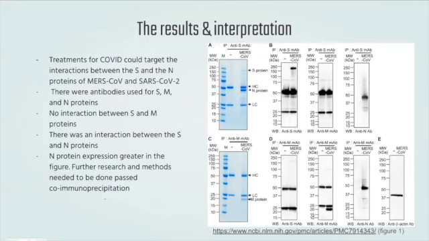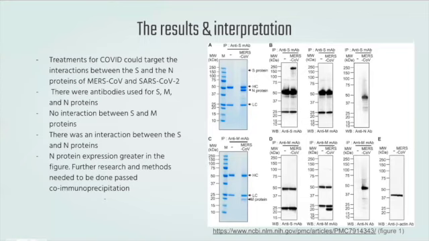There were antibodies that were against S proteins, M proteins, and N proteins used. However, there were no M proteins in the immunocomplexes that precipitated with the antibody for protein S, which meant that there was not an interaction between the S and M proteins. The N protein precipitated when the antibody for protein S was used. This demonstrated that they were interacting.